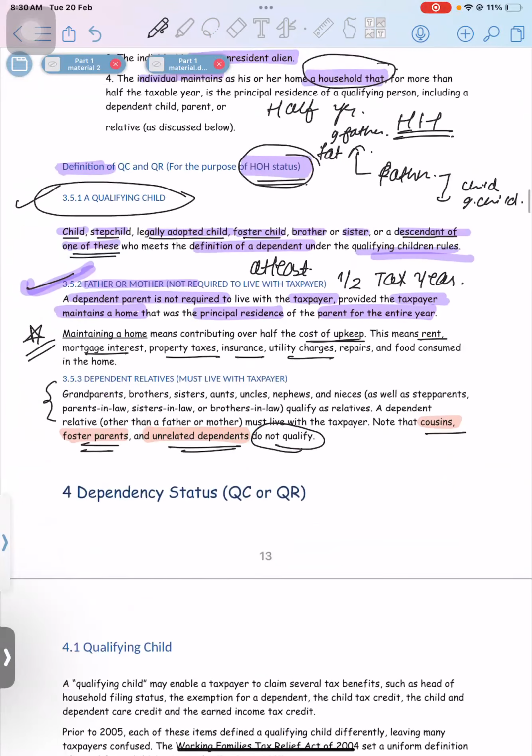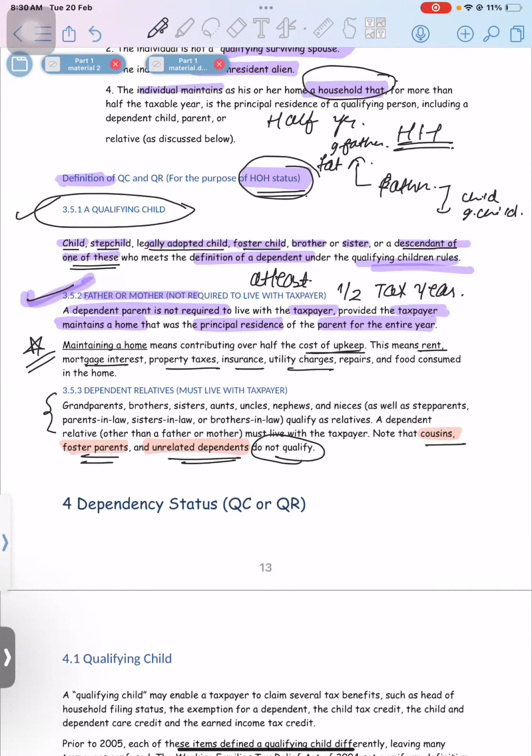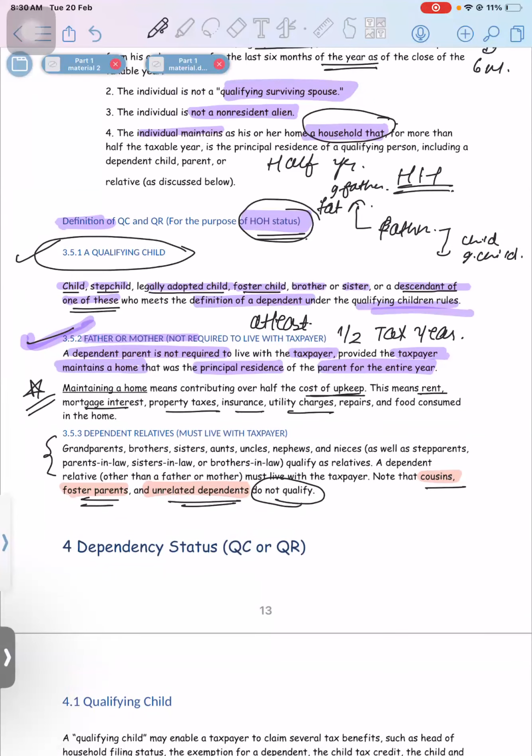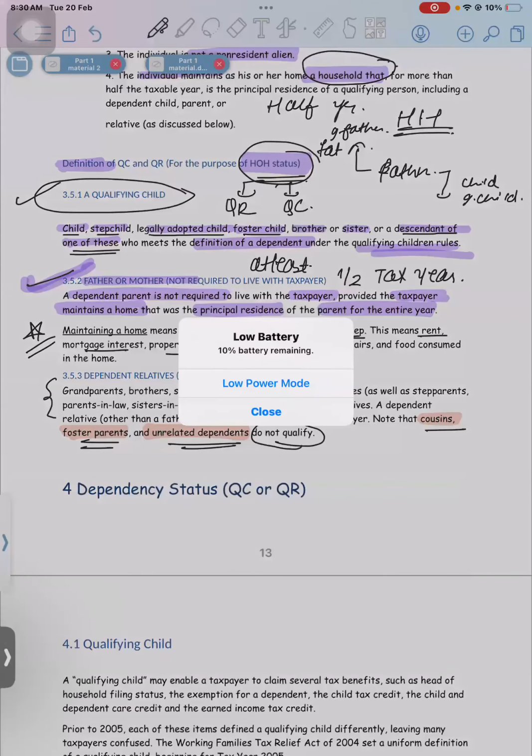For filing status, we have completed. Any doubt, anyone? Yeah, tell me. Here, the definitions of QC and QR are there for the HOH status, right? If the taxpayer is going for HOH, can we go for both QC and QR options? For HOH, yeah, you can claim qualifying relative and qualifying child, both the dependents you can claim.